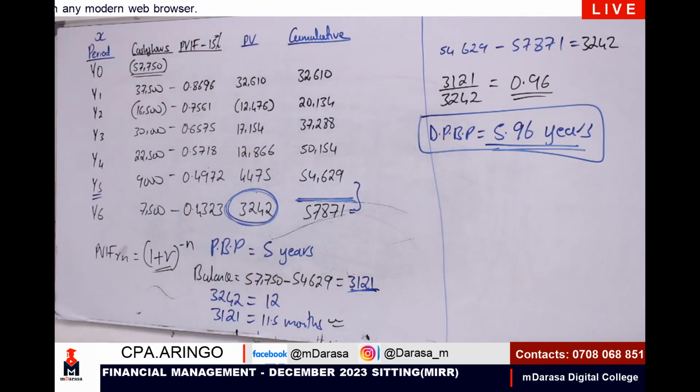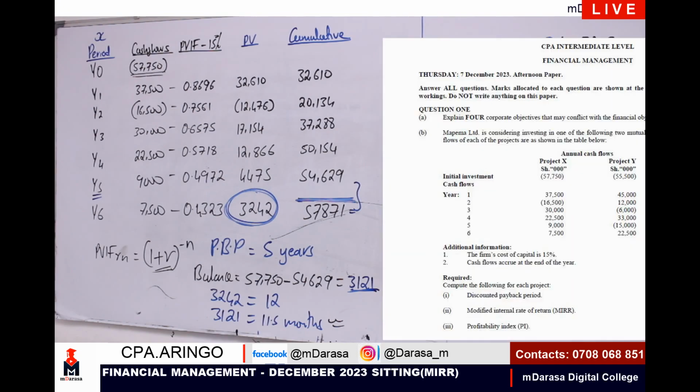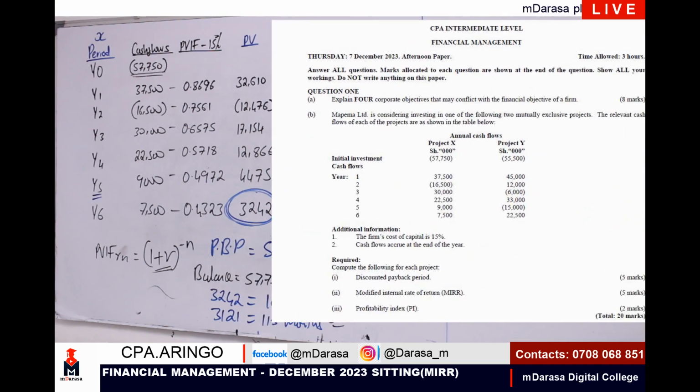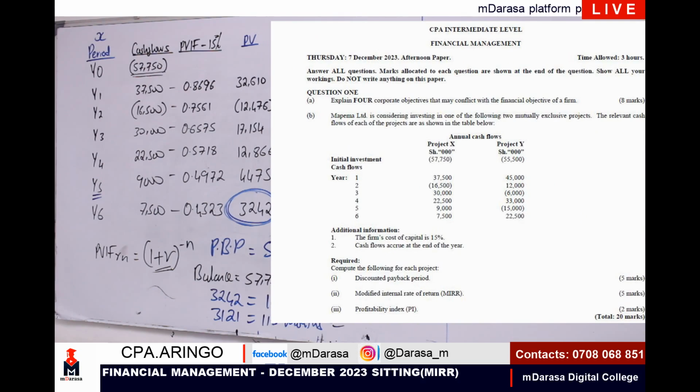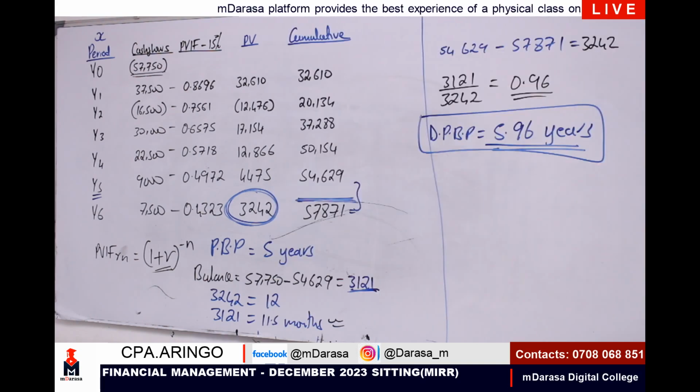Part 2 of the question, let me share the question here. This now is the most interesting part. Look at part 2. In part 2 of the question, you are asked to work out the modified internal rate of return. The modified internal rate of return.